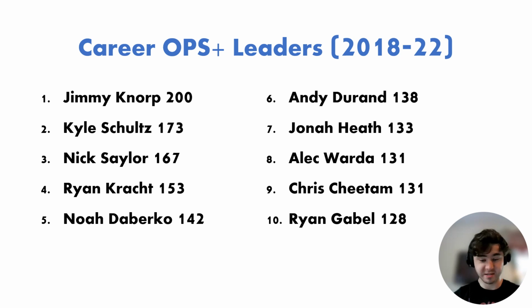And the career OPS plus leaders, again among qualified hitters. And when I say career, I mean 2018 onward, the Meadows era, since I do not have full records for before that. But Norp is the career leader with a 200 OPS plus. He's followed by Kyle Schultz, Nick Saylor, Ryan Cratch, Noah Daberco, Andy Durand, Jonah Heath, Alec Warda, Chris Cheatham, and Ryan Gable. And again, all of these are very, very good career totals, but Norp well ahead of the pack with a 200 OPS plus, meaning in his career he has been twice as good as the league average hitter.